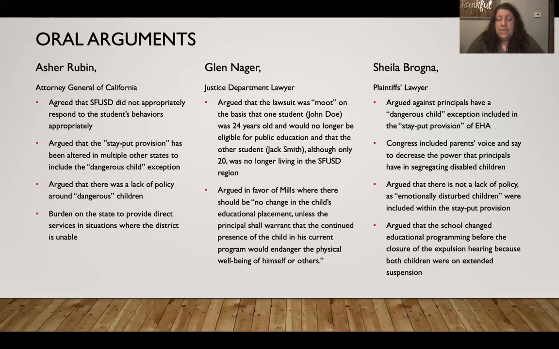So she suggests that Congress included parents' voice and say to decrease the power that principals have in segregating disabled children, and argued that there is not a lack of policy as emotionally disturbed children were included within the stay put provision, and argued that the school changed educational program before the closure of the expulsion hearing because both children were on extended suspensions, which directly went against the EHA guidelines.